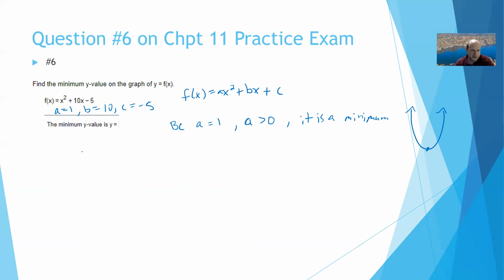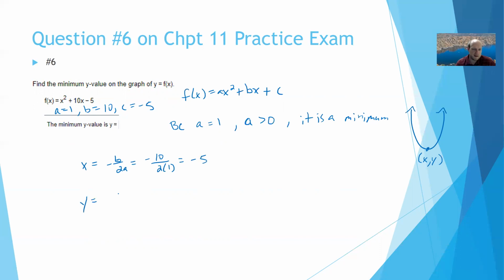So let's find what the minimum y value is. The minimum y value is just the y value of the vertex. If the vertex is (x, y), then we need to find x first and then find our y value. We know how to find our x value. That's negative b over 2a. So we have negative 10 over 2 times 1, which is just negative 5.